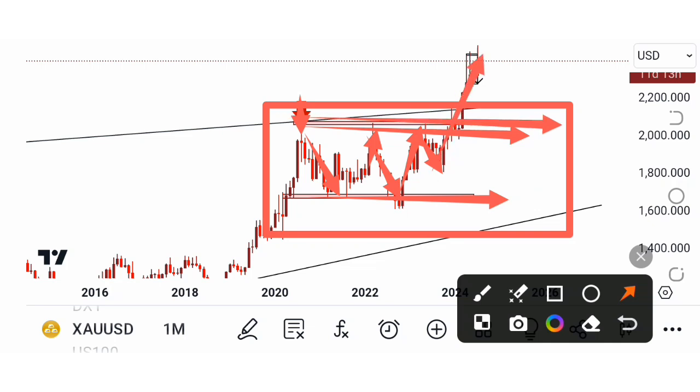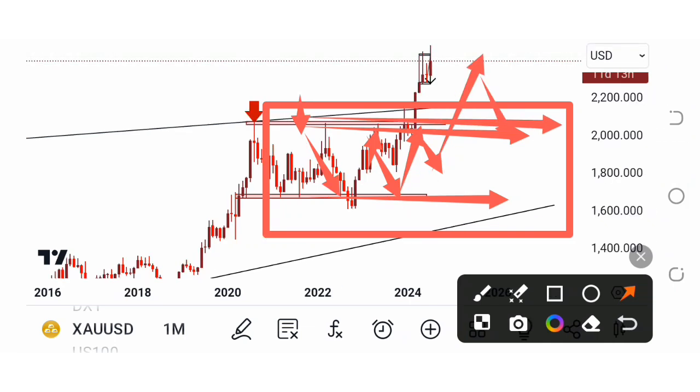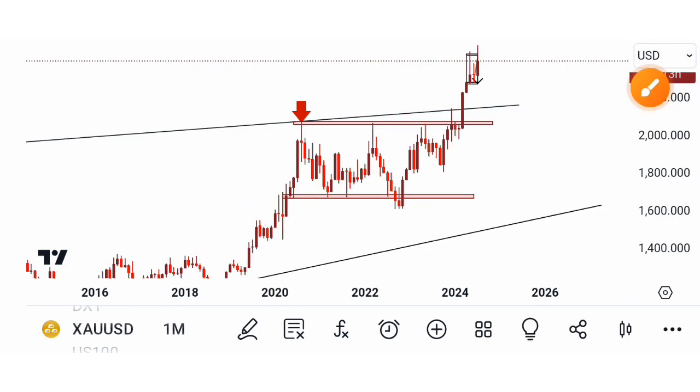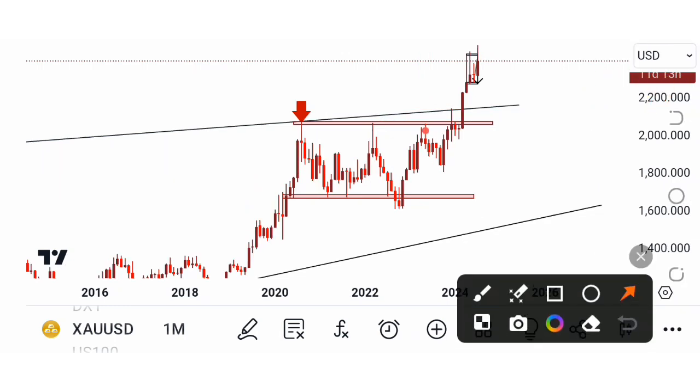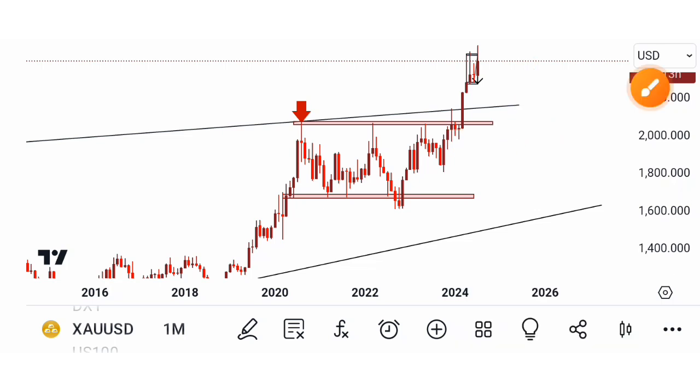And then we did get a breakout of that structure, but ever since we got a breakout, we haven't really got that retest, and so I'm still expecting the market to give us that retest back to this area over here, to come back and retest the structure before I can expect further buyers to the upside.